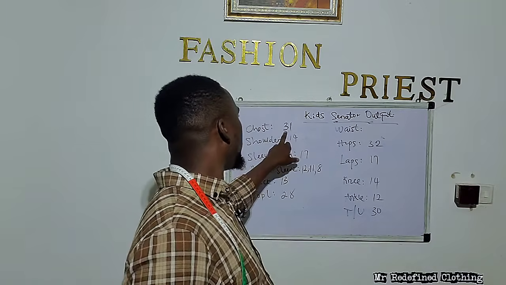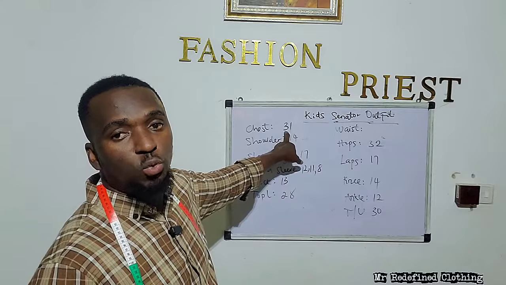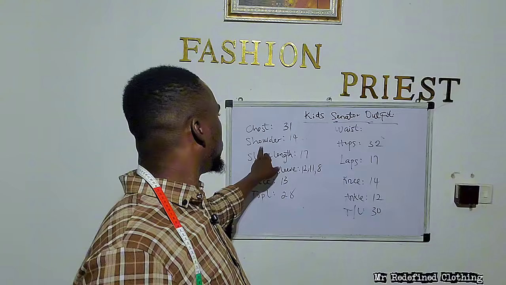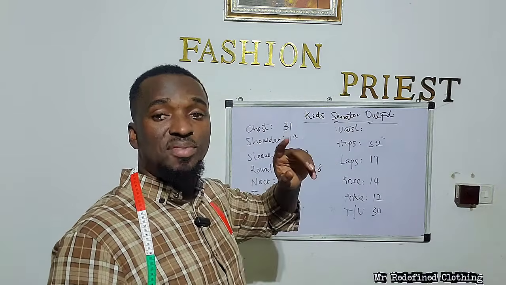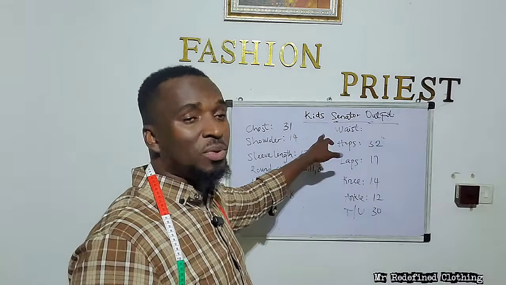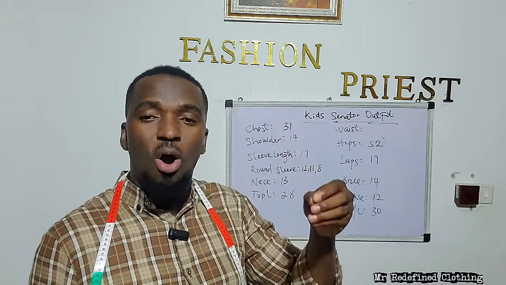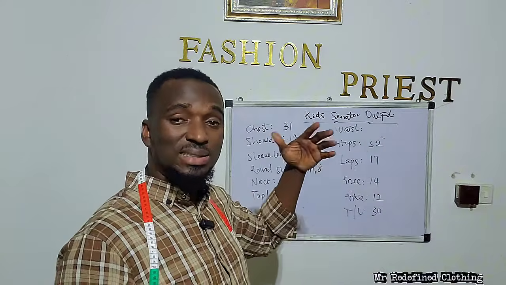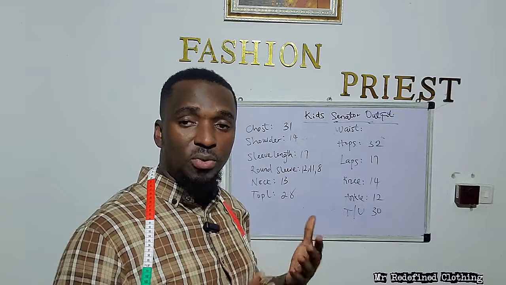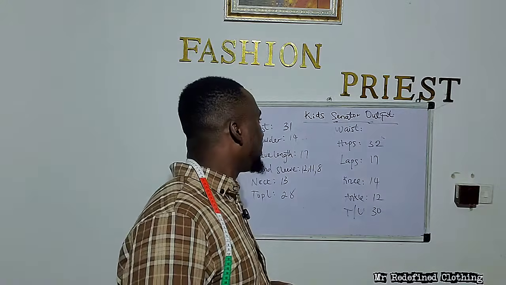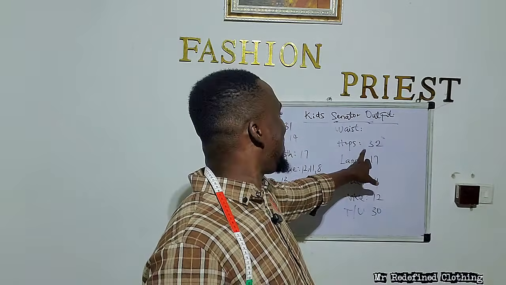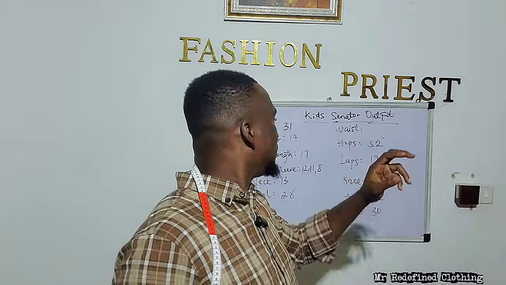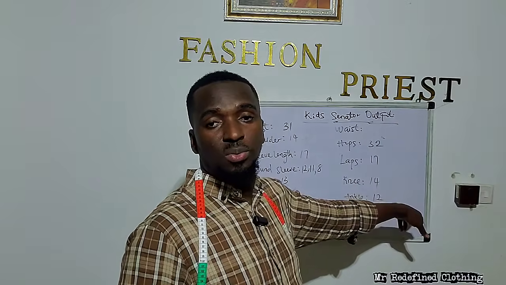Then if you divide the value of your chest by 4, it will be equal to or a bit bigger than the shoulder over 2, right? These are the things we see frequently for children. Now for the trouser, if you divide the hip by 4, it will be either exact or a bit bigger than the lap measurement divided by 2.